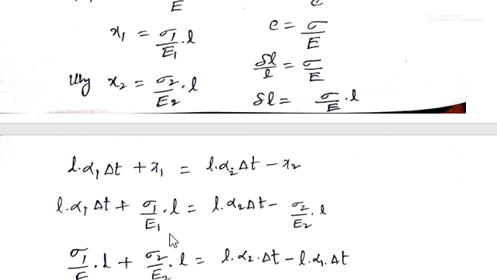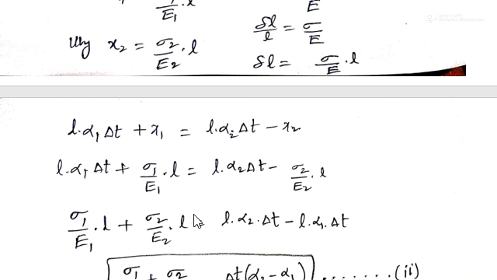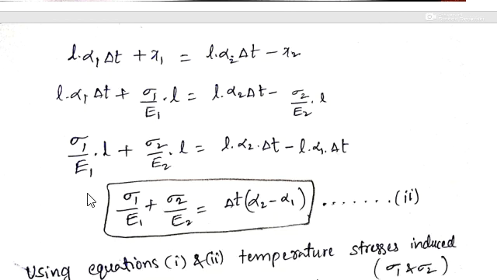If we rearrange the terms, sending this term to the left side and this term to the right side, we can write sigma 1 by E1 into L plus sigma 2 by E2 into L is equal to L alpha 2 delta T minus L alpha 1 delta T. Here L is common on the left side and right side, so we can take it out and cancel, and the remaining equation we can write as sigma 1 by E1 plus sigma 2 by E2 is equal to delta T, which is common, into alpha 2 minus alpha 1. Take this as equation number 2.